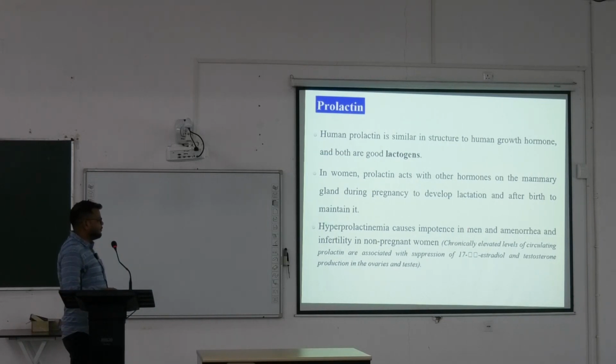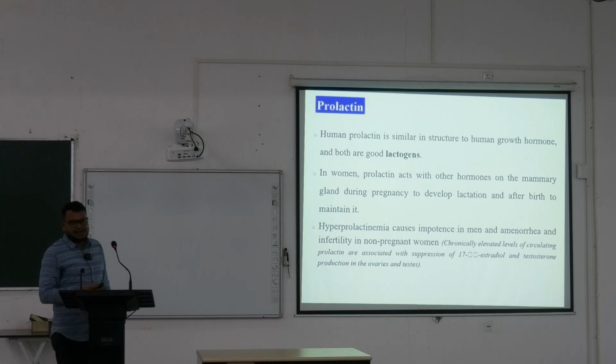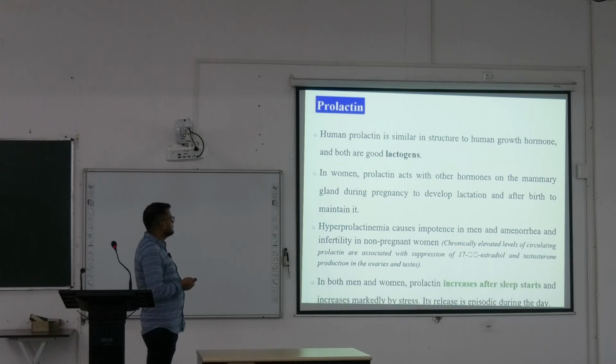Hyperprolactinemia causes impotence in men and amenorrhea and infertility in non-pregnant women. Chronically elevated levels of circulating prolactin are associated with suppression of estradiol and testosterone production in ovary. So prolactin is mainly responsible as a lactogen, okay, causes production of breast milk during pregnancy and during the lactation period.